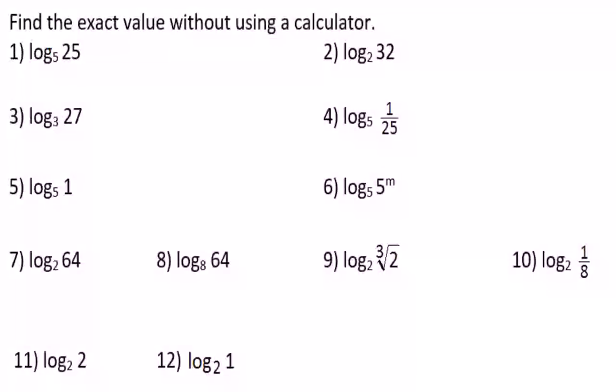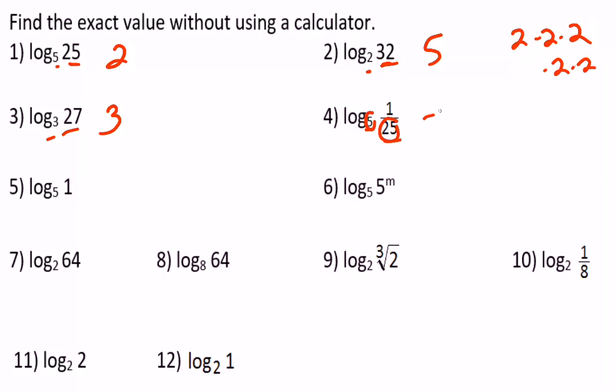So if I want to find some exact values, this is asking, what power of 5 gives you 25? 2. What power of 2 gives you 32? Well, we have 2 times 2 times 2 is 8, times 2 is 16, times 2 is 32, so that's 5. What power of 3 gives you 27? 3. What power of 5 gives you 1 over 25? So when I see that fraction, I know it's going to be a negative. And then I think about how do I go from 5 to 25? I'm going to square. So my answer would be -2.